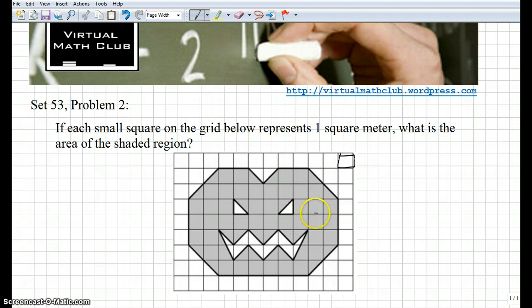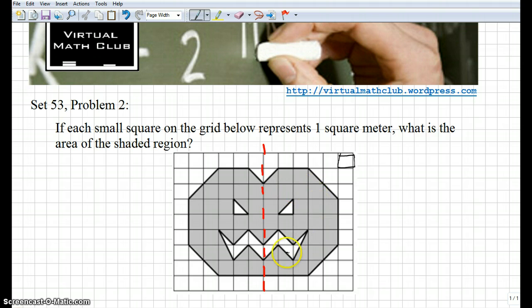The first thing I'm going to do to make my life a little simpler is to use the symmetry of this shape. That way I only have to look at half of it and then double it when I'm done. So let's break this in half. I'm going to draw a dashed line right down the middle here to show you the symmetry of this shape. If I figure out the area of this half, then I can multiply it by 2 and get the area of the whole thing.